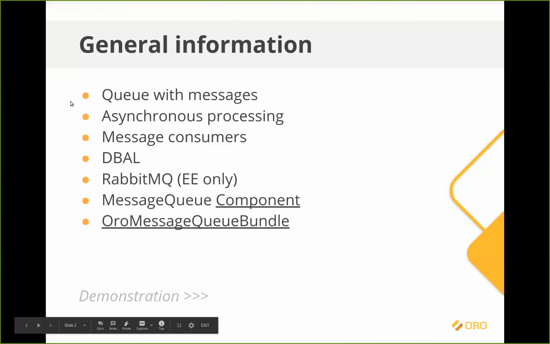So this is just a queue with some messages. By default, we have a message queue. In Community Edition, it will be in the database. In Enterprise Edition, you can use the database, but in production, you will probably always use Rabbit. And it's there to do some asynchronous processing.